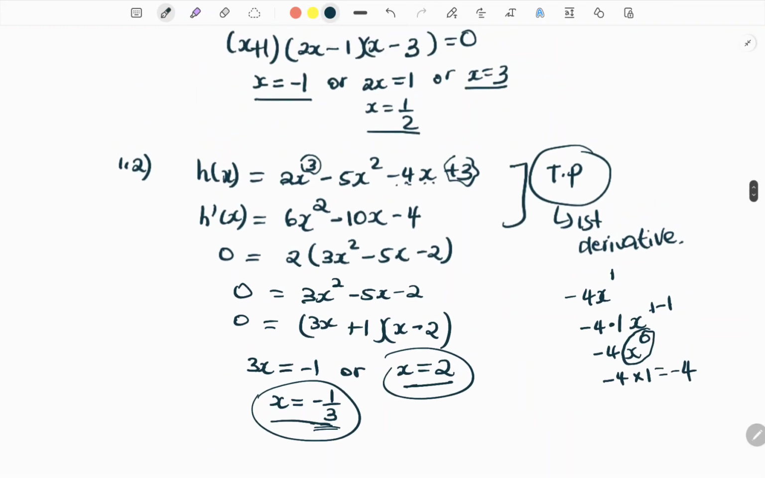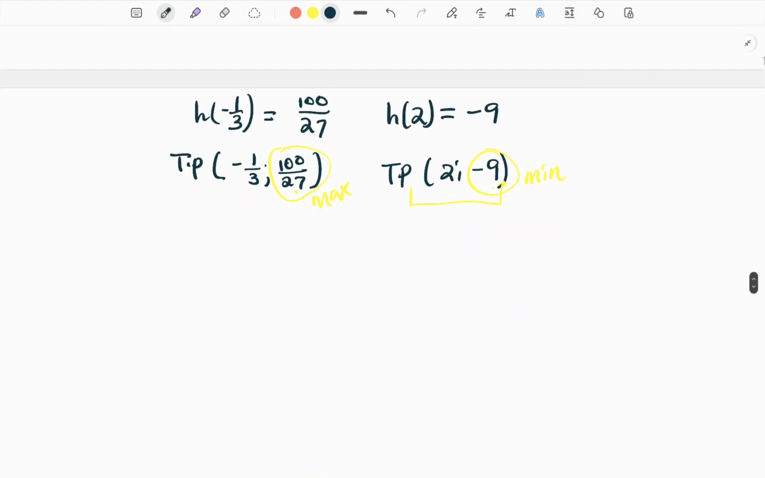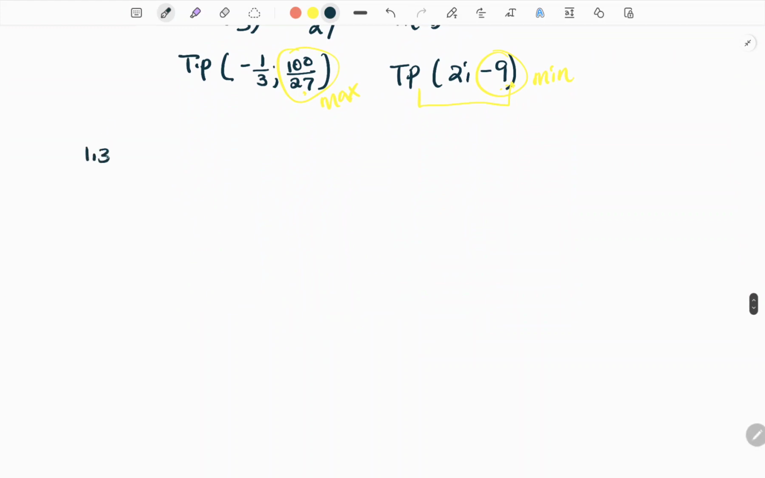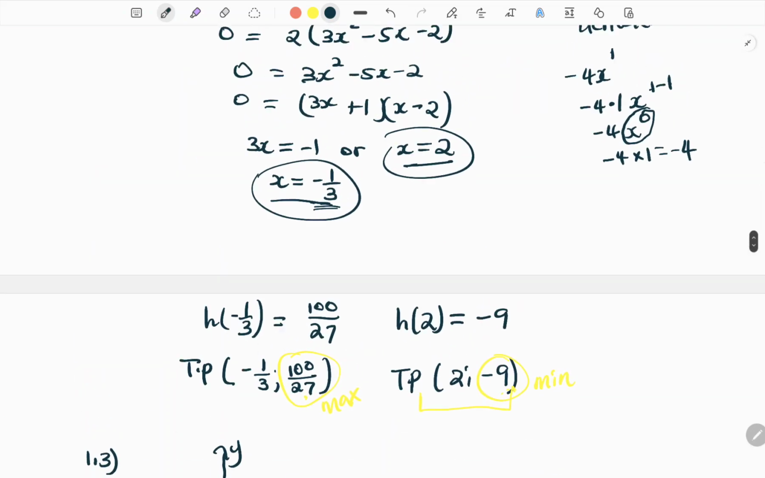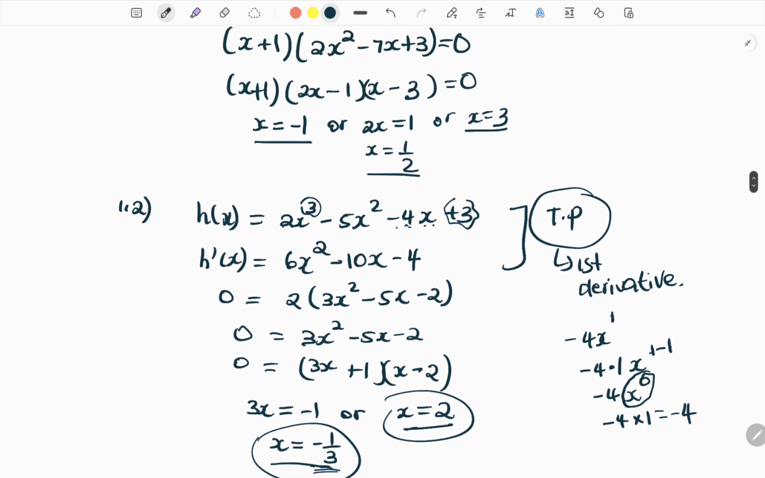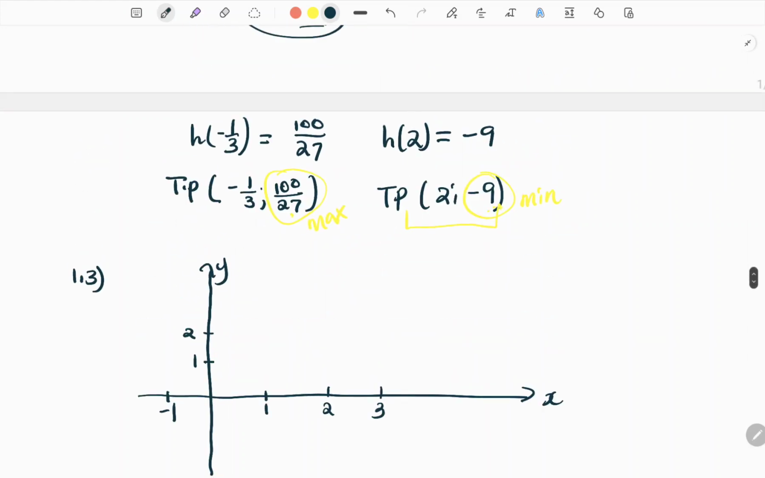And then next question. Draw the graph of h. So for you to draw the graph, you need your Cartesian plane. This is your x, this is your y. You start with the x-intercepts. You've got negative 1, 1 over 2, and 3. So negative 1, this is 1, 2, 3, just like that. 1, 2. I have 100 over 27 also in my thing, so it's 3.